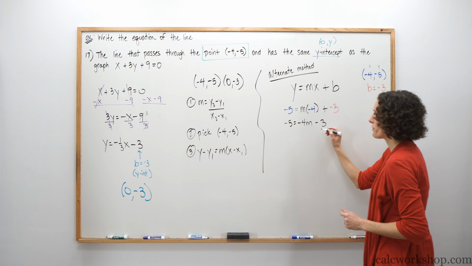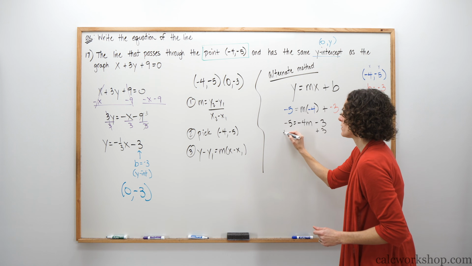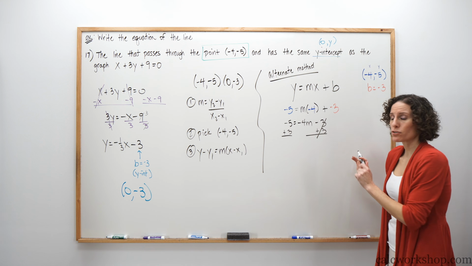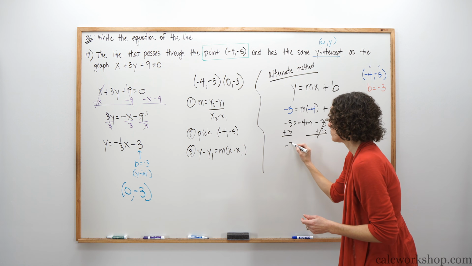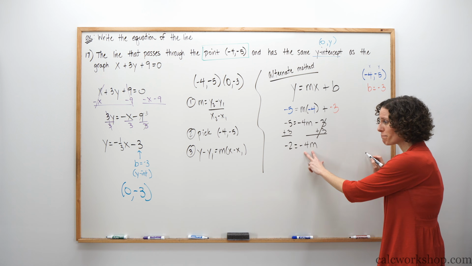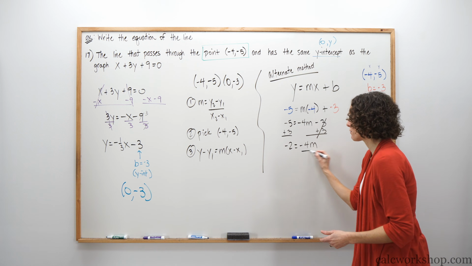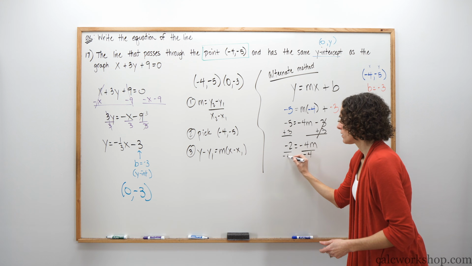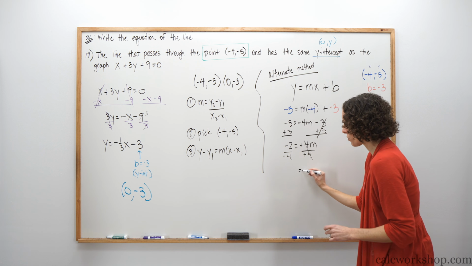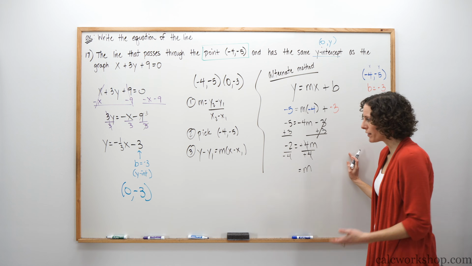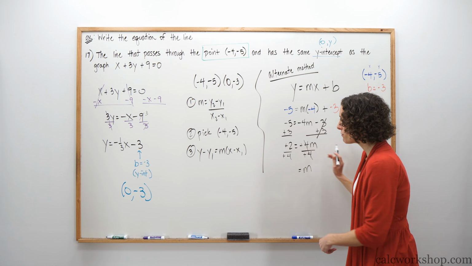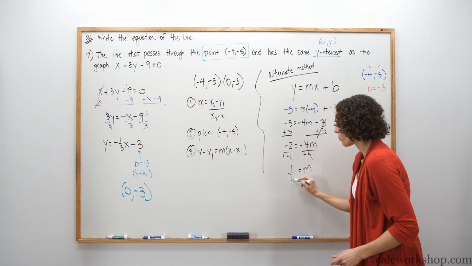So let's go ahead and add 3 to the other side. -3 plus 3 wipe out. -5 plus 3 will give us a value of -2, and then equals -4m. To get m by itself, I'm going to divide both sides by -4. Here, 2 negatives make a positive. 4 divided by 4 makes 1, and I'm left with m by itself, which is what I want. Over here, we've got -2 divided by -4. 2 negatives make a positive. 2/4 is the same thing as 1/2.